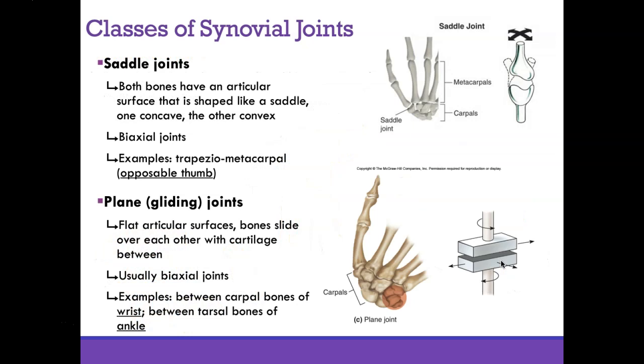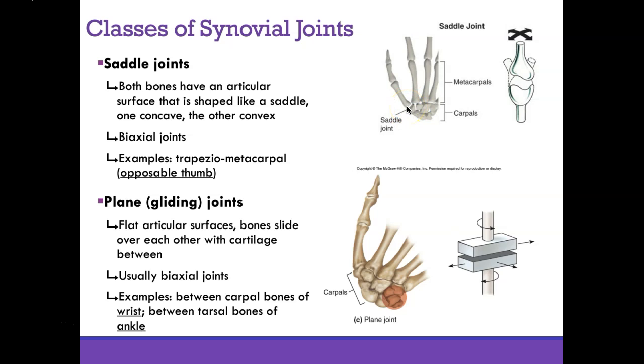So now I'll talk about two other kinds of synovial joints. A saddle joint, that's a good example of the opposable thumb joint, the trapeziometacarpal joint. This is where both bones have a surface that's shaped like a saddle. That's why it's called a saddle joint. One is concave and one is convex, so they fit on each other. Now everyone try to oppose your thumb. That's a good example of a saddle joint. That's your trapeziometacarpal, your saddle joint example of your opposable thumb.